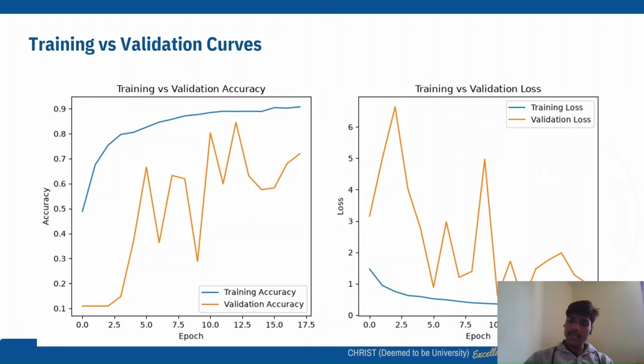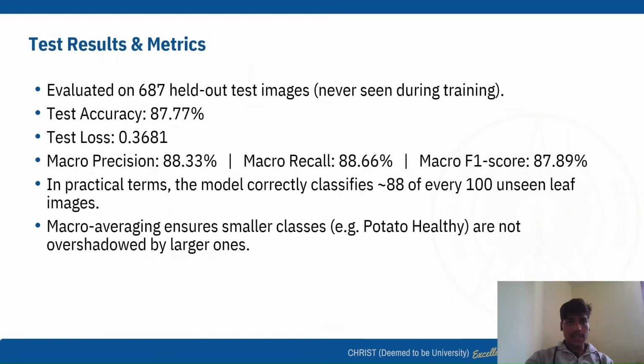If we go to the next slide, we can find the test results and metrics. After training, we evaluated the model on 687 unseen test images. We achieved an accuracy of 87.77% with a test loss of 0.3681. The macro precision score was 88.33 and the recall was 88.66. The F1 score was 87.89. Basically, the model correctly classified around 88 out of every 100 unseen images.